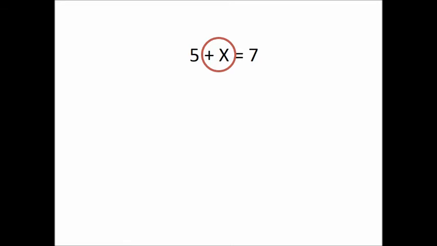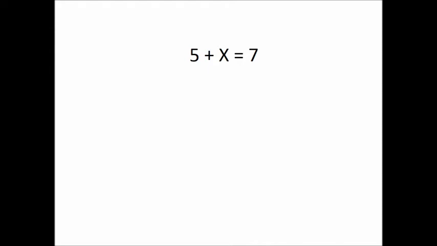5 plus x equals 7. If we have 5 plus x equals 7, we have to get x by itself. Before all this negative on one side, positive on the other, x has to be alone. It's a loner. To get x by itself, we're going to have to do something to the 5. So let me get rid of that circle.